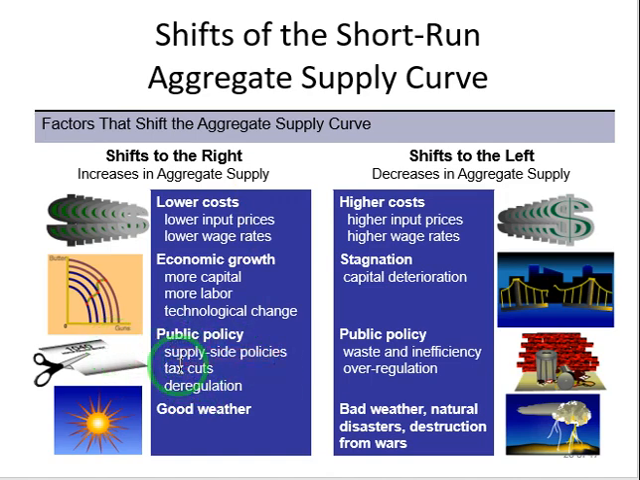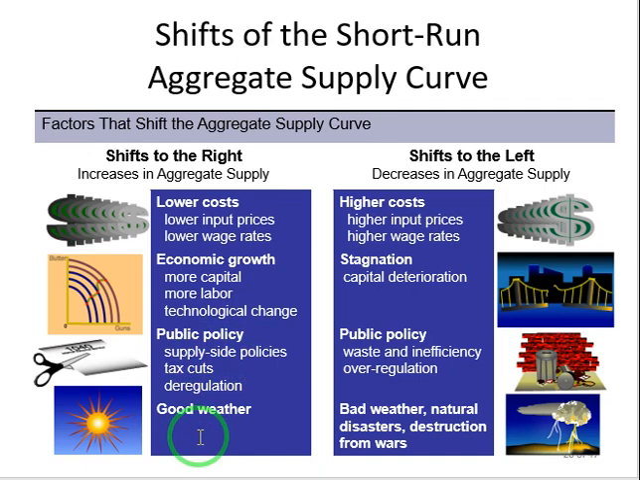Public policy is also a factor which affects the aggregate supply curve. It will bring a shift. Supply side policies, for example, government decreases taxes on the producers, the producers will be encouraged, they will be producing more output, and the aggregate supply curve will shift outward.